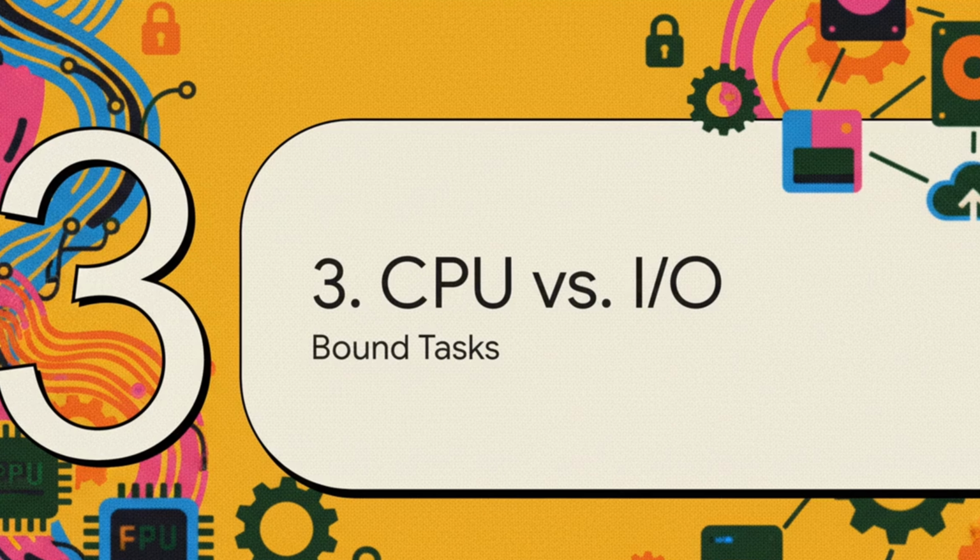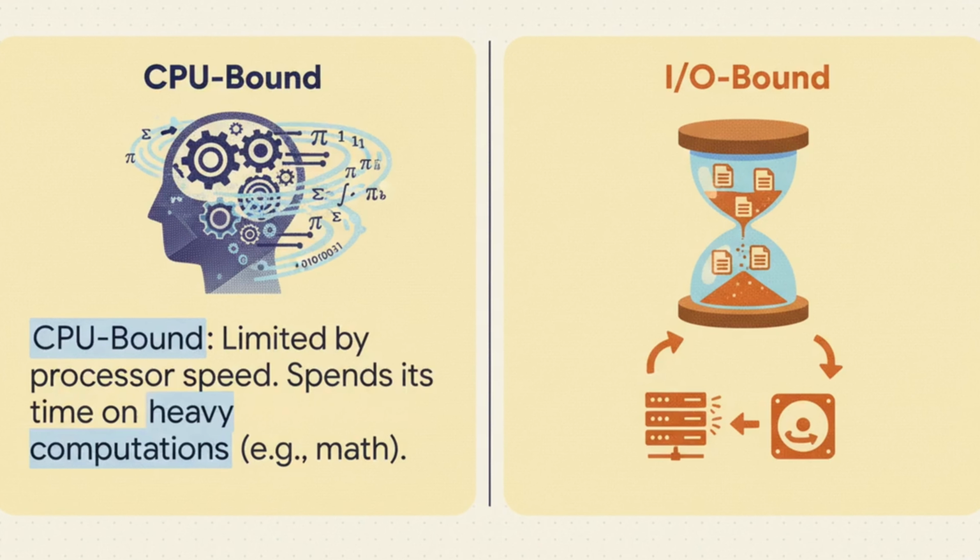It all comes down to what your code is actually doing. You really need to understand the difference between 2 types of work. First, you have CPU-bound tasks. These are the number crunchers. They're all about pure computation. Our Fibonacci example was a perfect case of this.